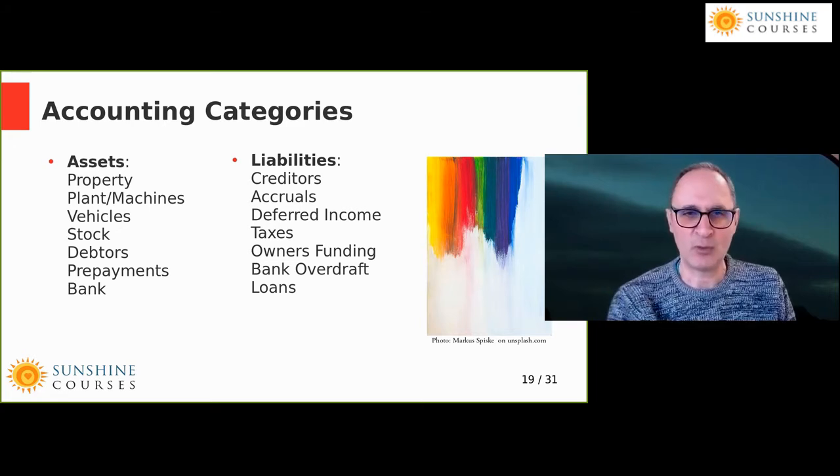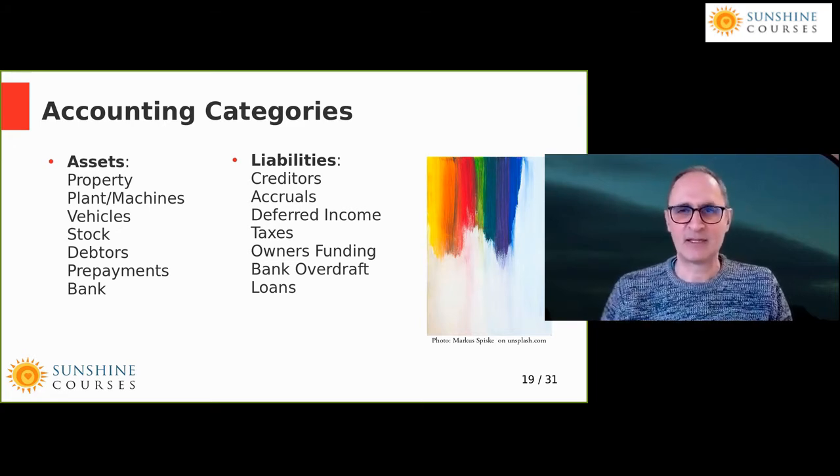So it could be that we need to account for tax. Our next module talks about taxes, but it could be that we need to create a liability so that when we're identifying our profits, we make a provision for the tax we're going to have to pay against those profits, so we don't spend money that we're going to have to pay in taxes. So we may decide to make a provision for tax.